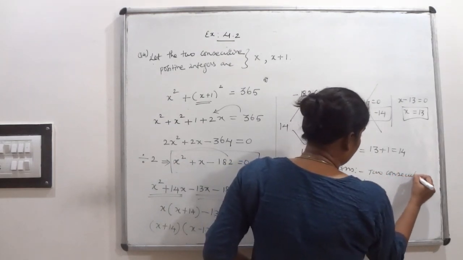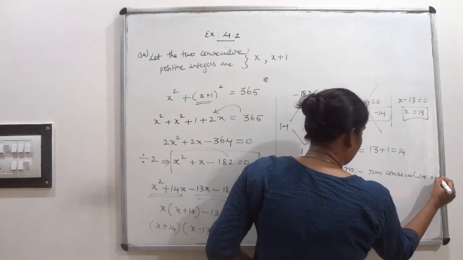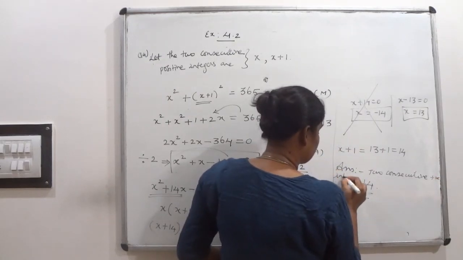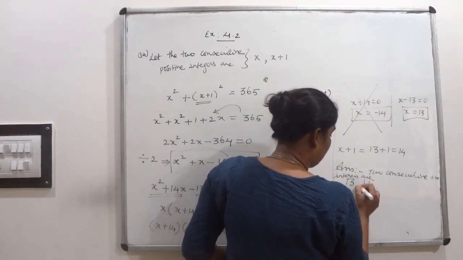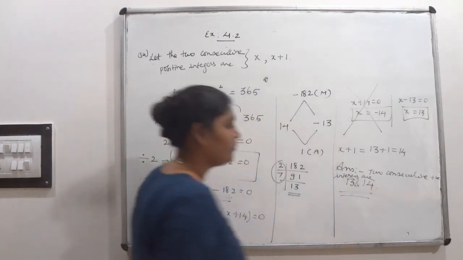Two consecutive positive integers are 13 and 14. Thank you.